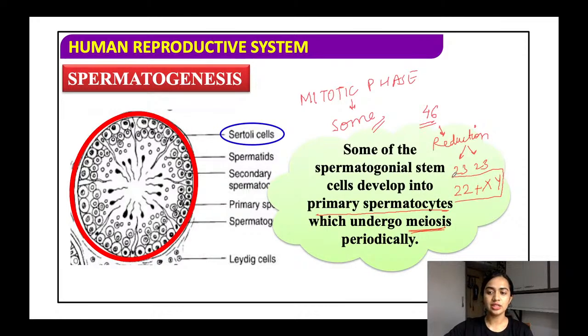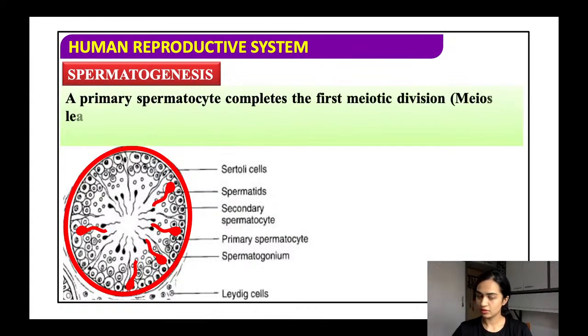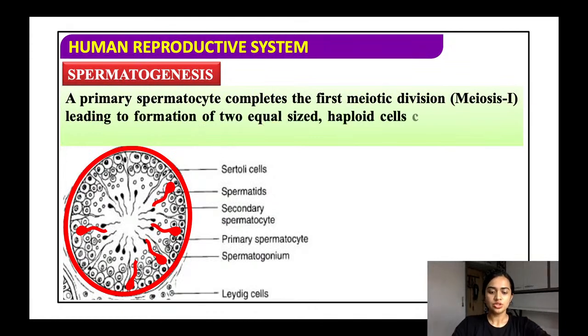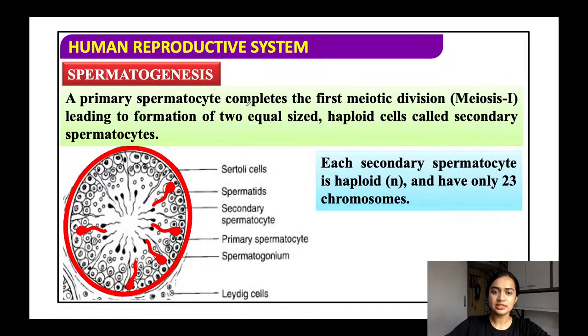Alright, I hope you all know that males have a ploidy of 22 plus XY, and females have a ploidy of 22 plus XX. Fine. So what happens is that a primary spermatocyte will first complete the first meiotic division and undergo meiosis one, that is the reductional one. Alright? Reduction, yes. So now it has divided into a ploidy of 23.